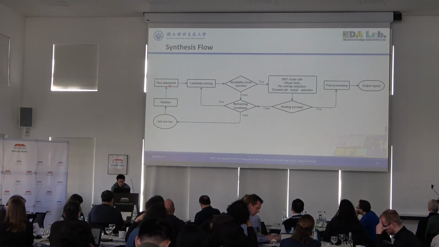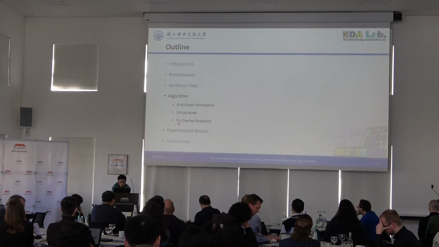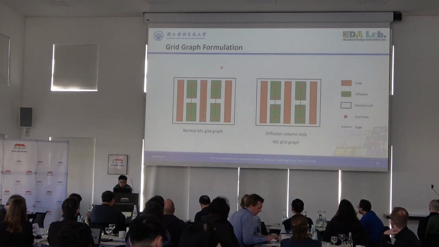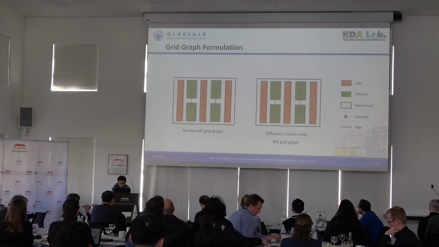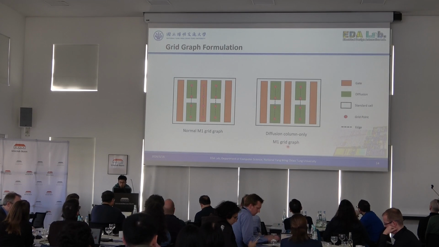And in the algorithm, I will introduce grid graph formulation, virtual node, and our pin overlap reduction. In our grid graph formulation, these are grid points. And we propose a diffusion column M1 only grid graph. M1 can only be generated on diffusion columns.